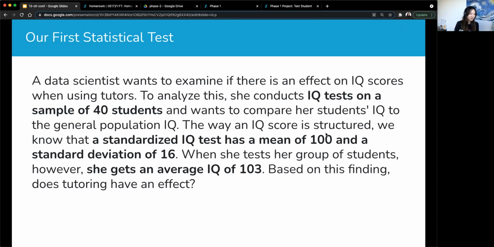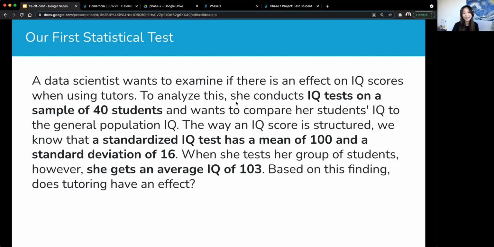So the way an IQ score is structured, we know that a standardized IQ test has a mean of 100 and a standard deviation of 16. When she tests her group of students, however, she gets an average IQ of 103. So based on this finding, does tutoring have an effect? So several things going on here.